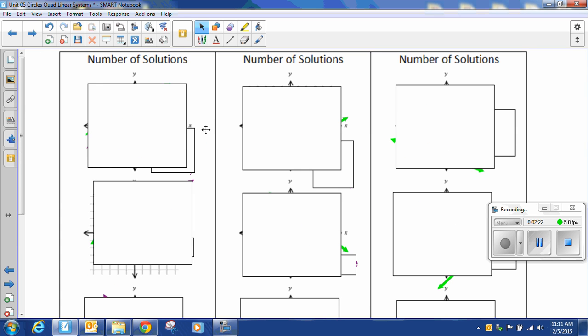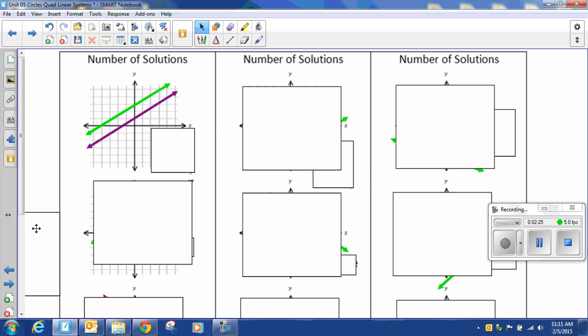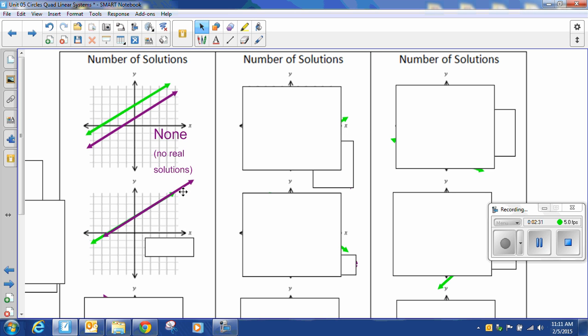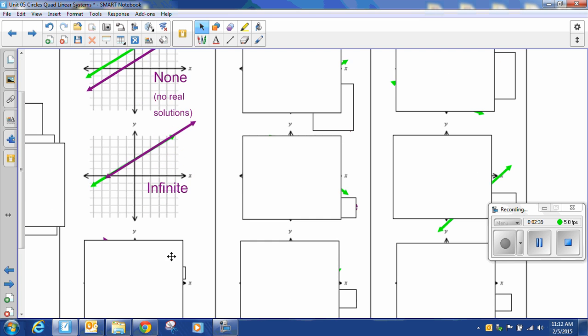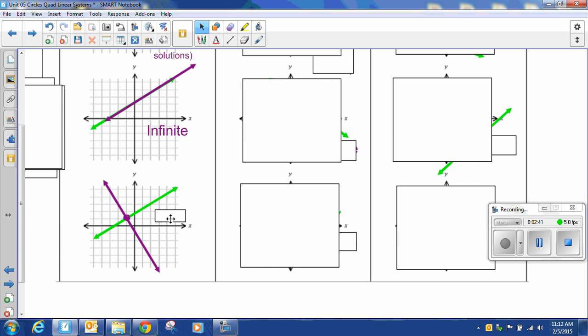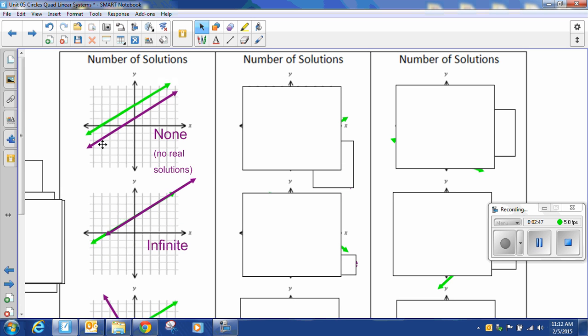Finally, I want to talk about the number of solutions. When lines are parallel, there are no solutions. When a line is actually right on top of the other line, there are an infinite number of solutions. And finally, when they intersect, you have one solution. So those are your linear equations.